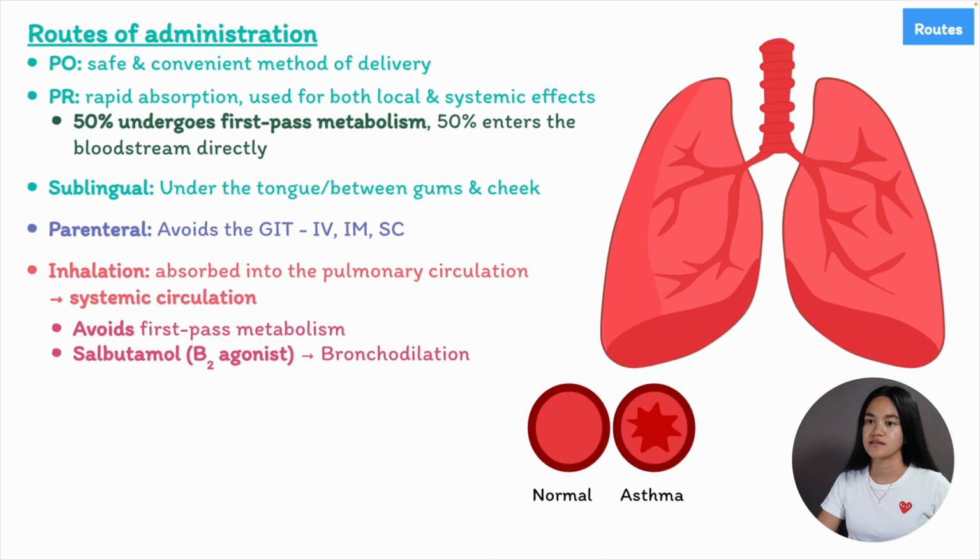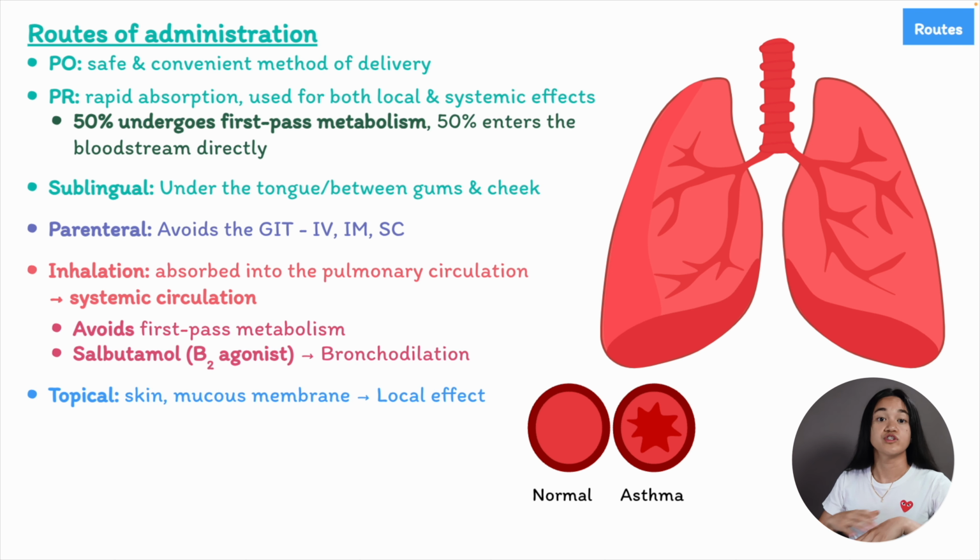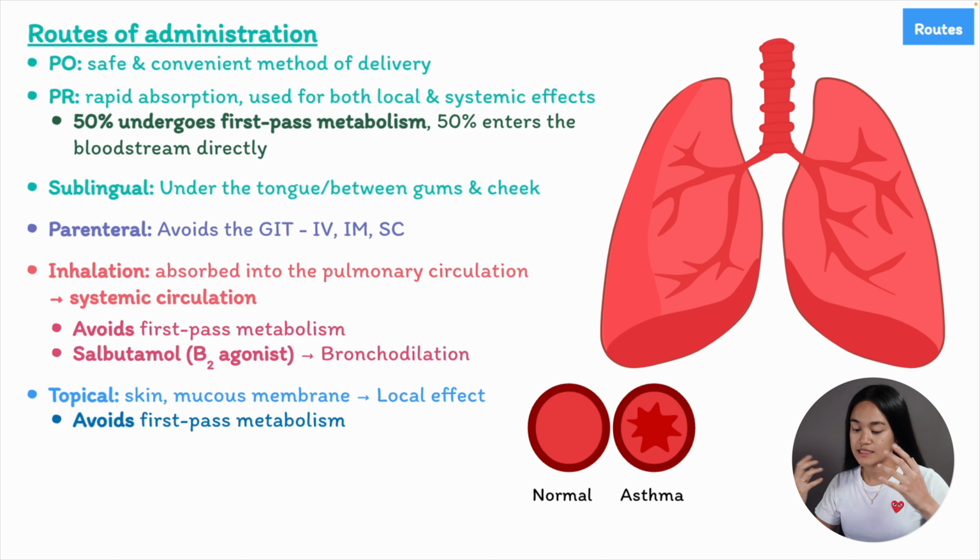Okay, so that's inhalation. There's also the topical route, which involves applying the drug to a physical surface, okay, such as the skin or mucous membranes, for example, eye drops. This route is typically used to achieve a local effect, such as on the skin or in the eye. It's important to note that this route also avoids first-pass metabolism. And some drugs can also be administered topically to provide a systemic effect.